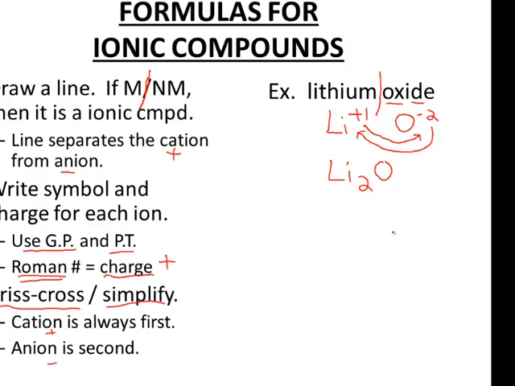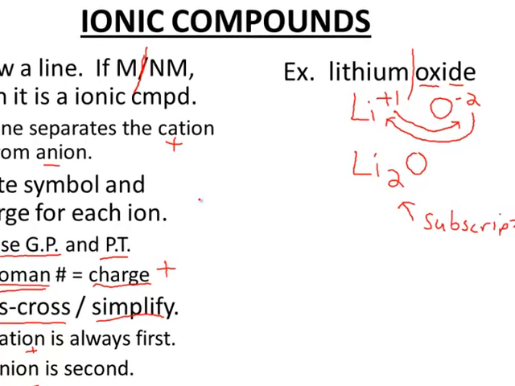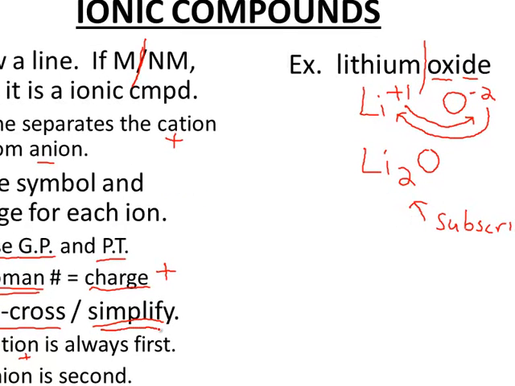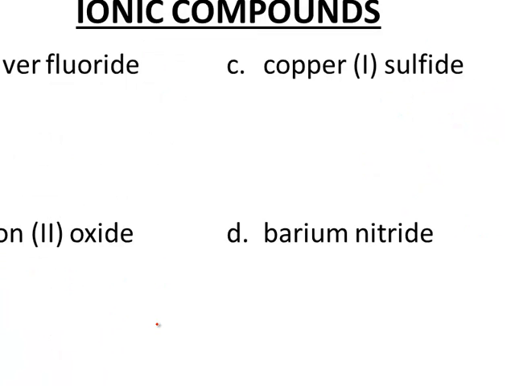Don't write the 1s. Remember, these numbers are written as subscripts, written down below. That tells us how many of each element. Don't write the charges, just the number. So that's always going to work out. For lithium oxide, we need 2 positives and 1 -2 to keep us neutral or balanced out. So that's how it's always going to work. If we need to, we'll simplify. So if we have 2 of the same number, we'll reduce it down.